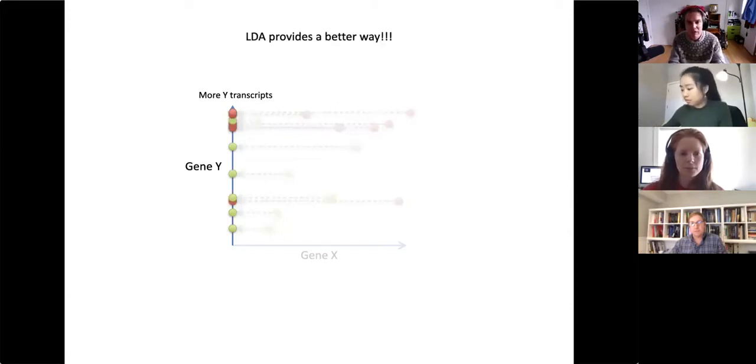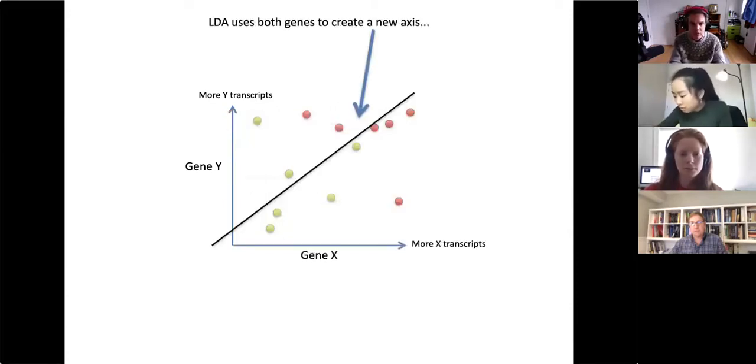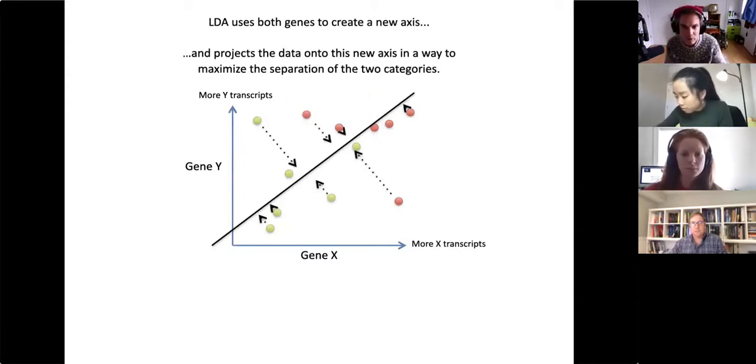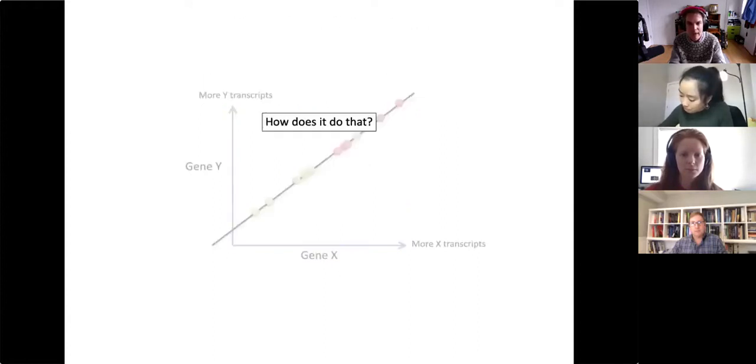So LDA provides a better way. LDA uses both genes to create a new axis, and it projects the data onto this new axis in a way that maximizes the separation of the two categories. How does it do that?